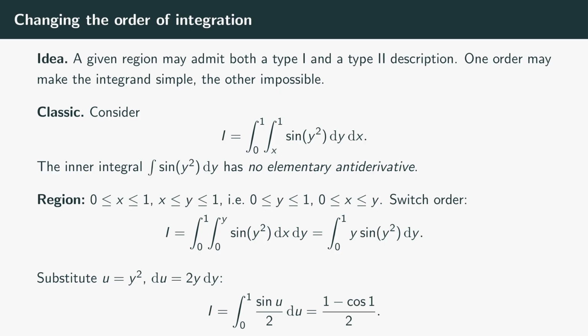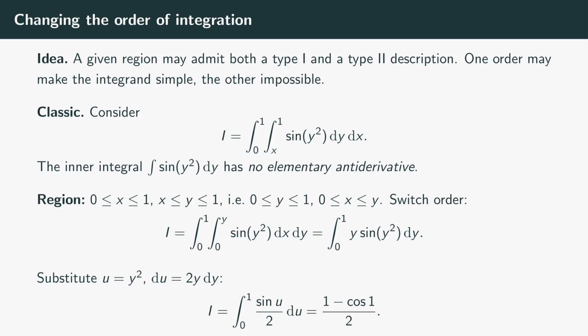Now the inner integral is over x, but sine of y squared doesn't depend on x. It comes right out of the inner integral. The inner integral is just y. We get the integral from 0 to 1 of y times sine of y squared dy. Substitute u equals y squared, du equals 2y dy, the integral becomes the integral from 0 to 1 of 1/2 sine u du, which is the quantity 1 minus cosine 1 over 2. Done. By swapping the order, an impossible integral became a 30-second exercise.